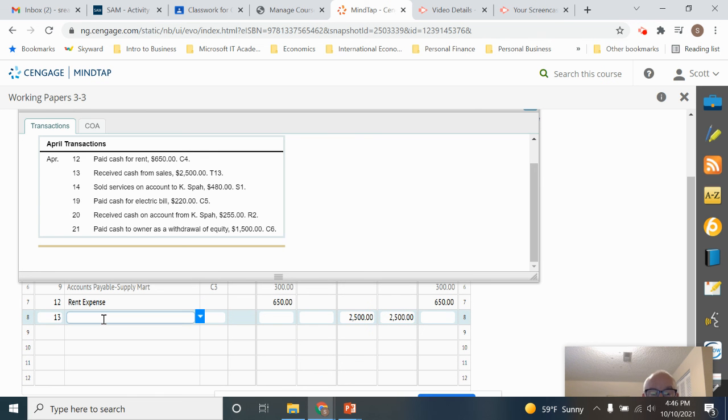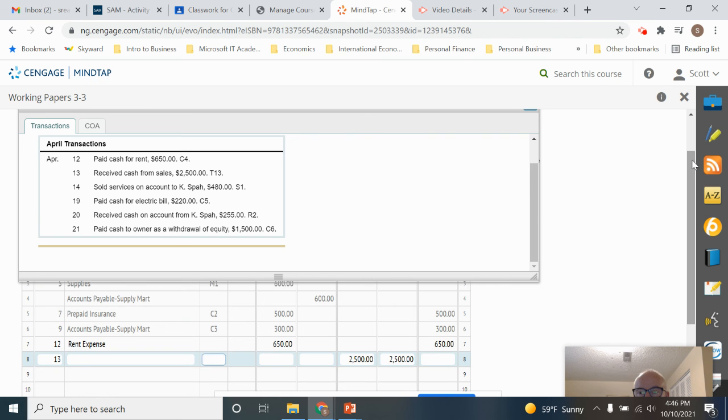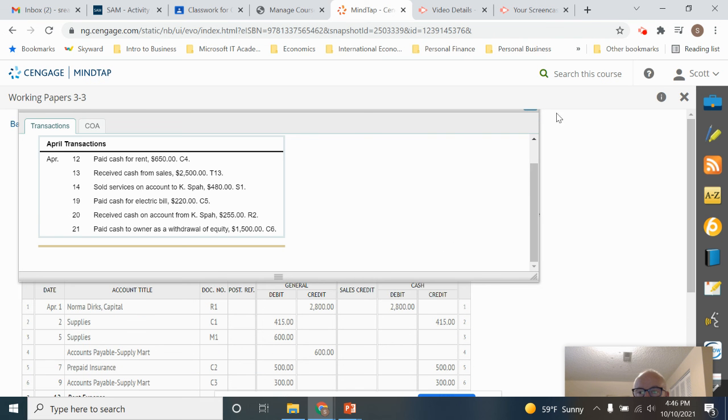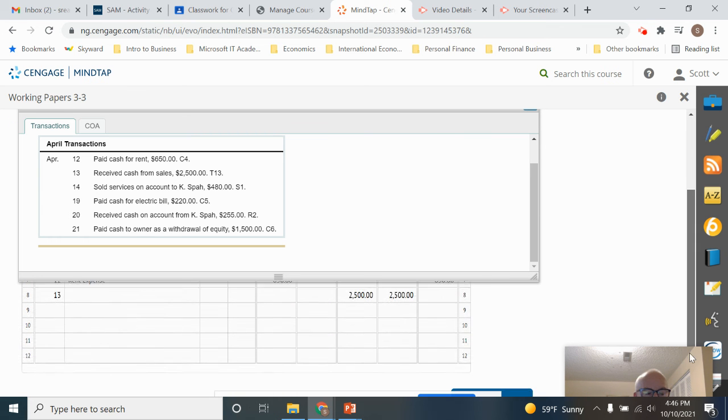Can I just put a check mark in there? How do you put a check mark in there? Did they say that in the instructions and I missed it? Now I'm stuck. Oh my goodness, I'm stuck. Okay, we're in trouble.